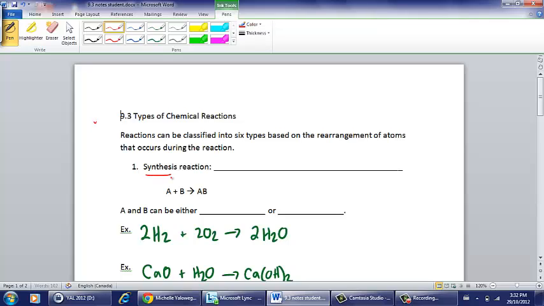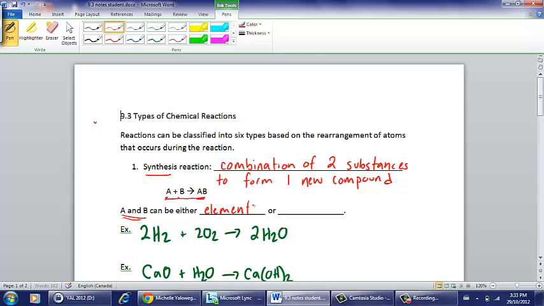So synthesis means joining. So combination of 2 substances to form one new compound. And this is the skeleton equation for what a synthesis reaction would look like. It's just showing 2 substances joining together to form a compound. And A and B, the substances that join together, can be either elements or they can be compounds themselves.